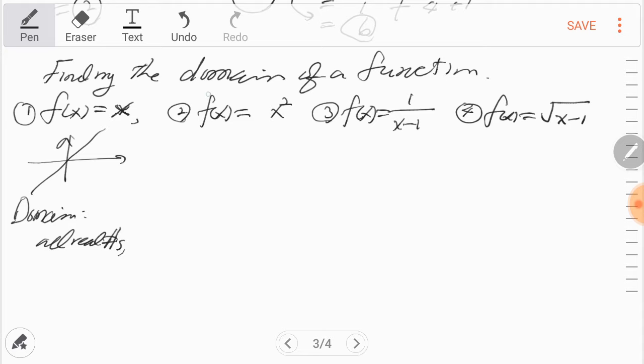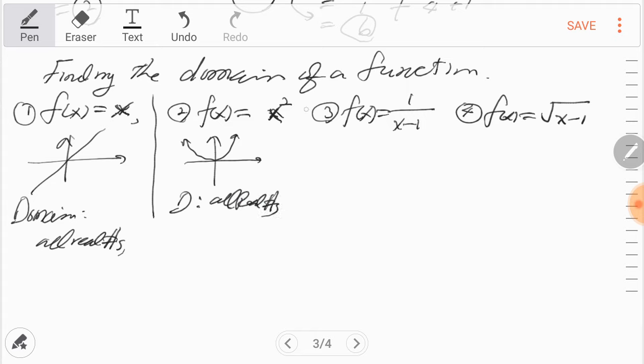How about example 2? There's no restriction about the input value. The input value x can be any real number as well, because the graph looks like this. So we can use any x value. So the domain is also all real numbers.